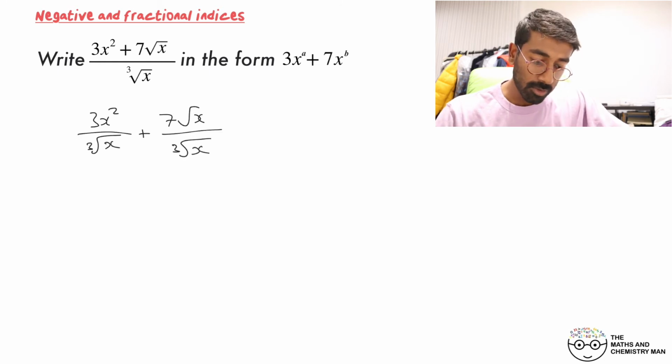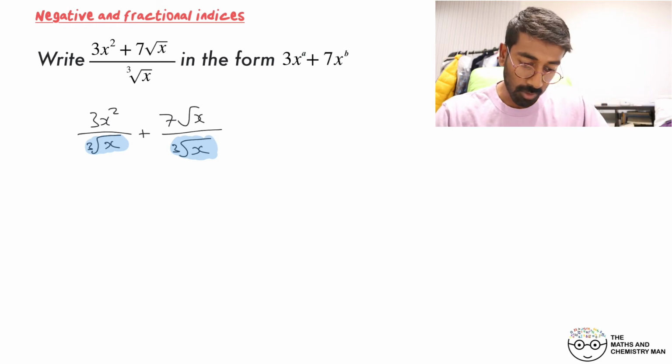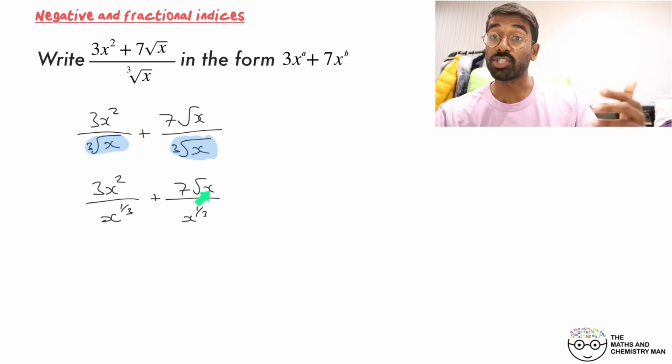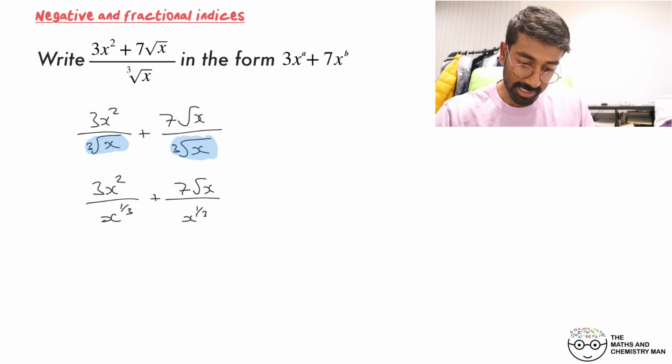And now the next thing I'm going to do is this here, the cube root of x. We're going to rewrite that as an indice. So the cube root of x we can write as a power of a third. So let's have that as 3x squared over x to the third. And then 7, I'm going to leave that as root x for now. And then on the bottom there, x to the third. Now this square root, we should change that as well, right? A square root is going to be x to the power of a half. So let's get rid of that. And we can rewrite that there as x to the half.